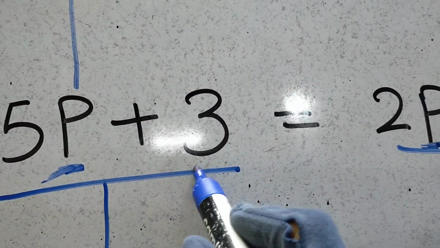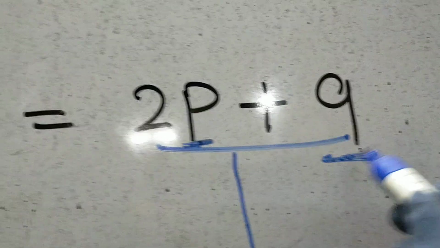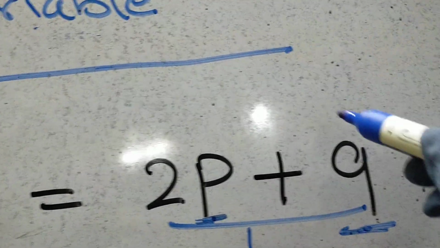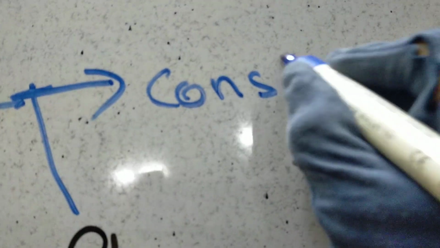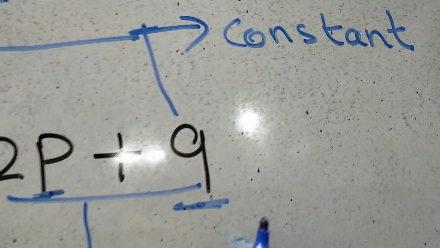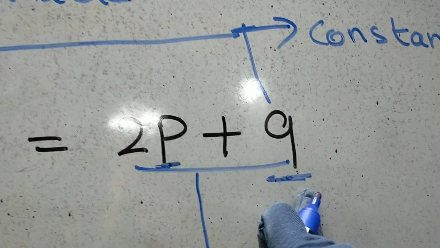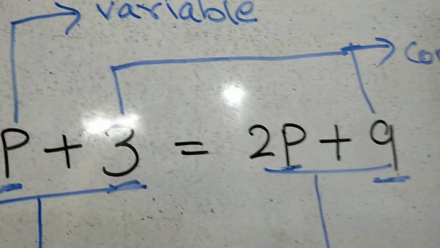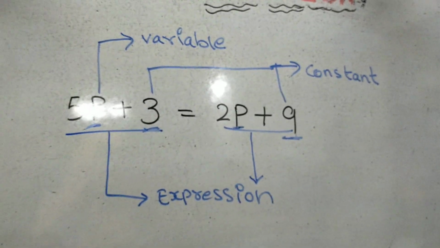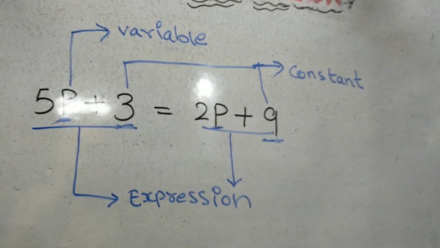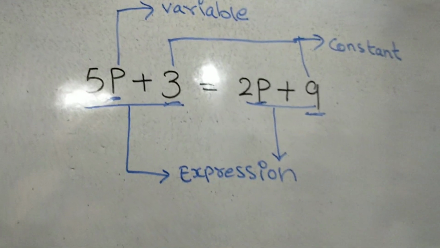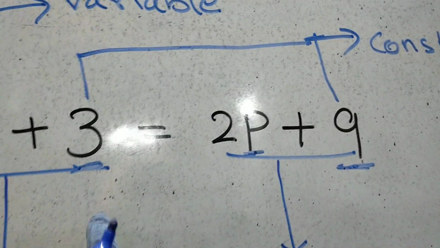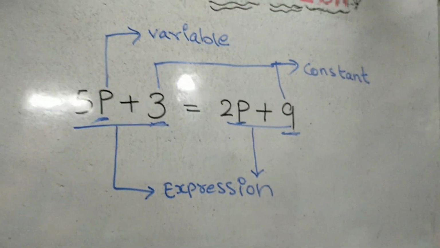Then this number you can see here, 3, and this number, 9, these are called constants. Constant means a fixed quantity. You know the value 9, will it change? No, it is 9. Same with 3. So an unknown quantity is a variable, represented with alphabets, and a constant is a number, any number, and it is a fixed quantity.